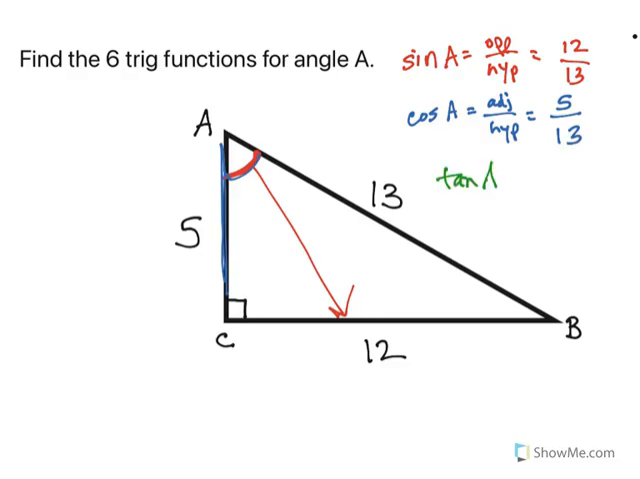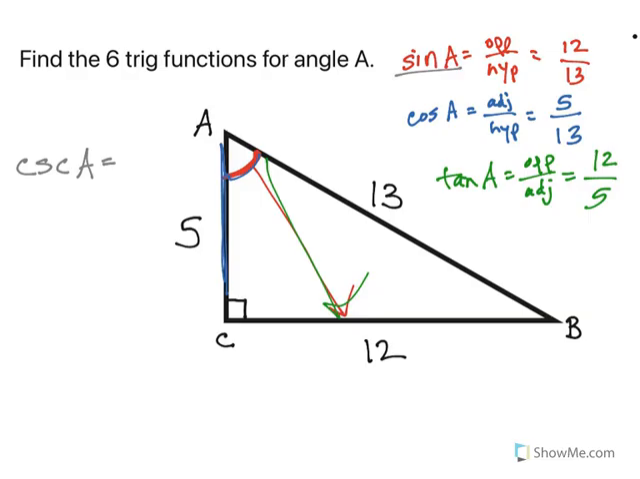And the tangent of angle A. Well, we know the tangent is the opposite over the adjacent. Opposite is 12, adjacent is 5. So we have our 3 main trig functions. Then, I like to say we have the partners or the friends.